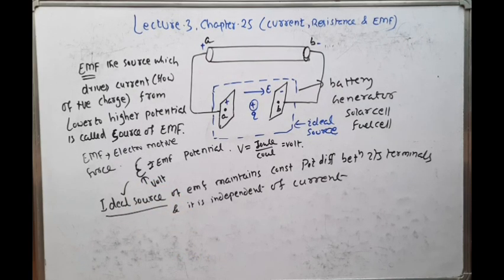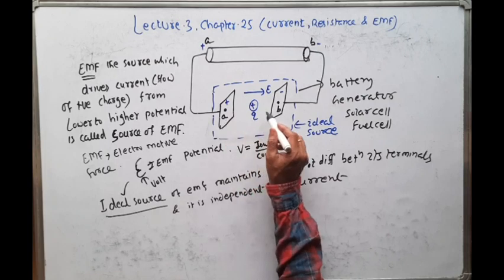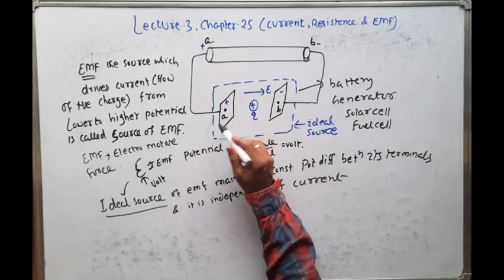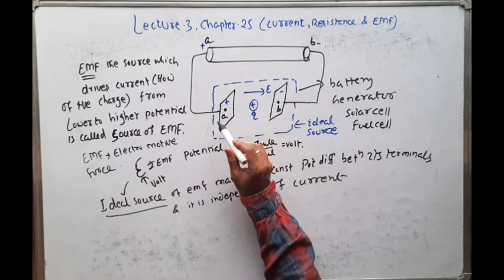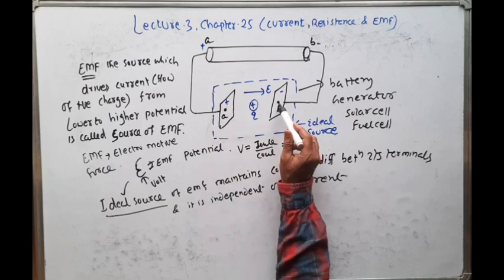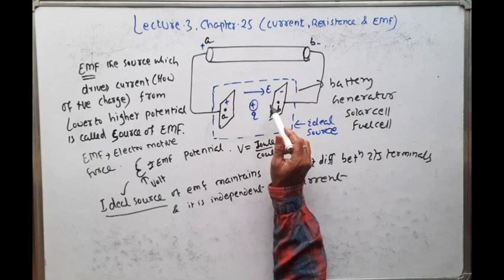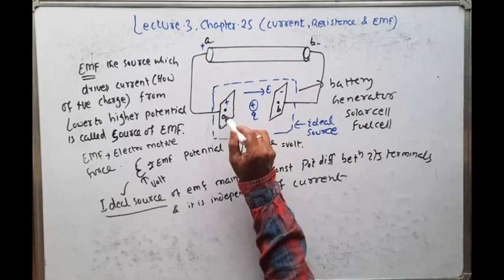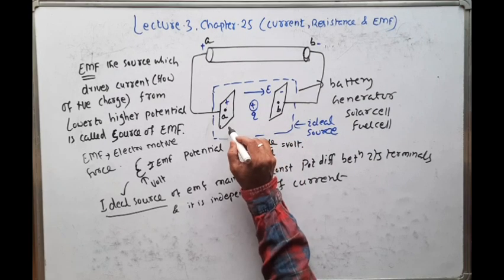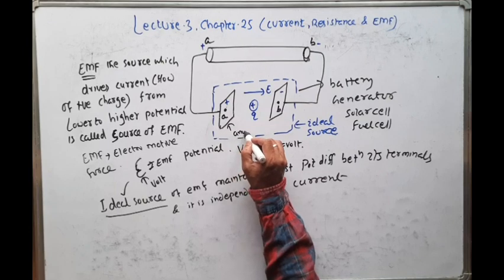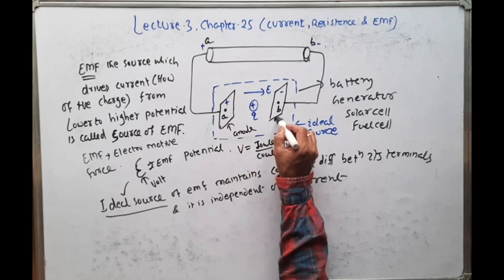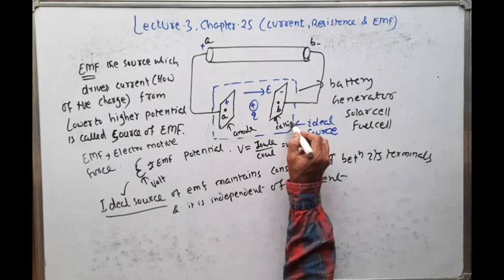What is the mechanism of the source? Here A and B are the terminals of the ideal source. Here it is positive, here it is negative. That is, this is higher potential and this is lower potential. This A plate is called the anode, and the B plate is called the cathode.